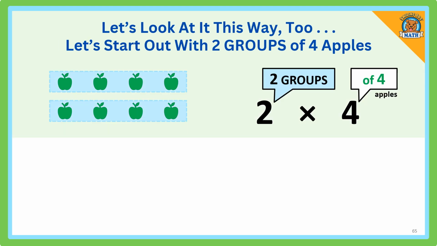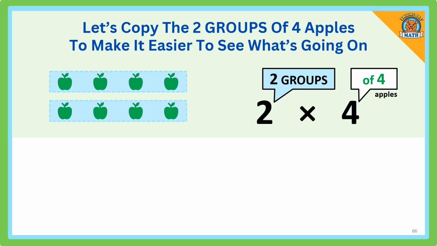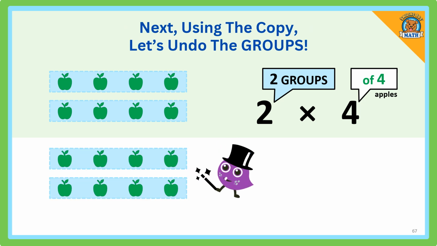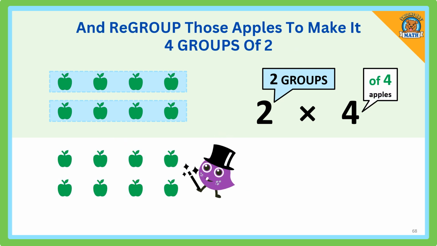Let's look at it this way too. Let's start out with 2 groups of 4. Let's copy the 2 groups of 4 apples to make it easier to see what's going on. Next, using the copy, let's undo the groups, and we can regroup those apples to make it 4 groups of 2 instead of 2 groups of 4, like this.